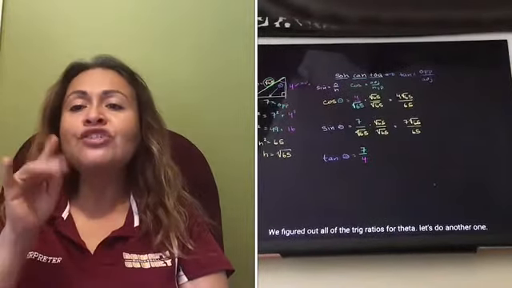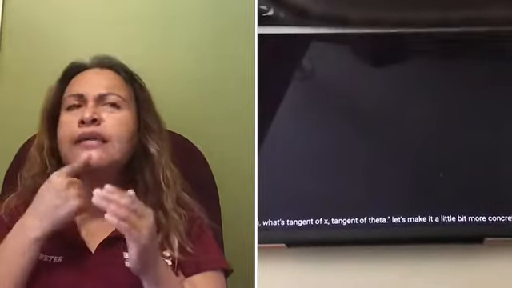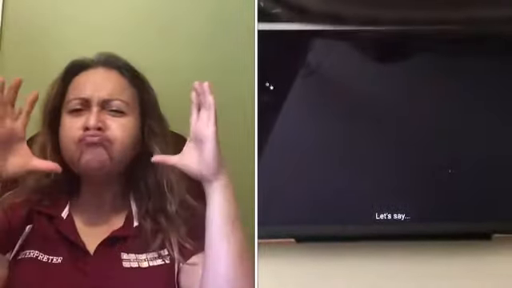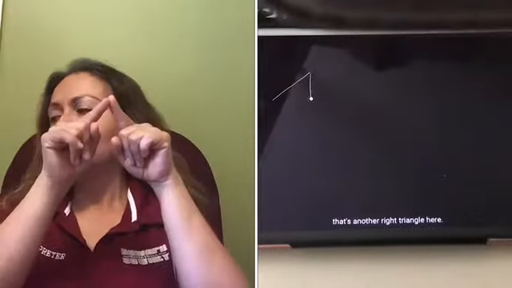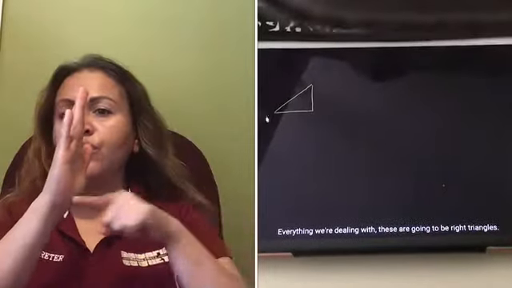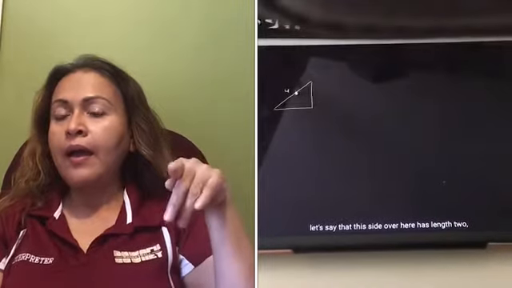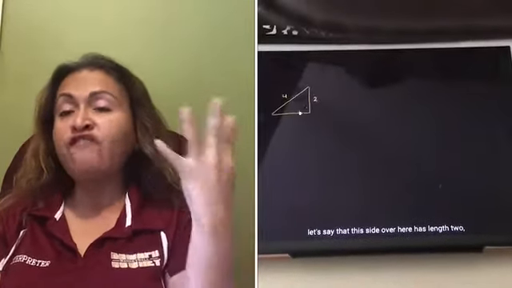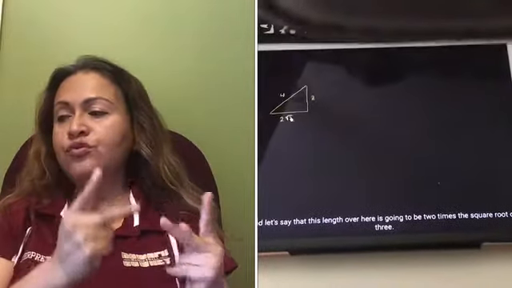Let's do another one. I'll make it a little bit concrete, because right now we've been saying, oh, what's tangent of x, what's tangent of theta? Let's make it a little bit more concrete. Let me draw another right triangle. Everything we're dealing with, these are going to be right triangles. Let's say the hypotenuse has length 4. Let's say that this side over here has length 2, and let's say that this length over here is going to be 2 times the square root of 3.